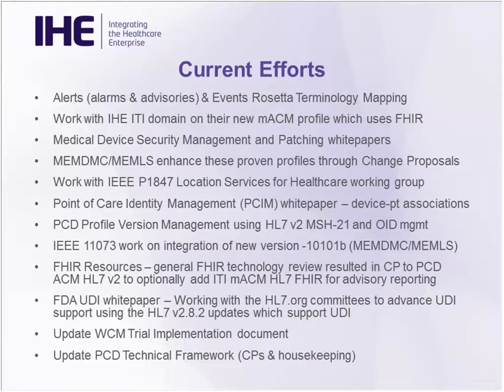One of the things that we did last cycle was to start identifying version management within the profiles using the HL7 version 2 message header field 21 and ISO OIDs for the message identification. The PCD domain has been using OIDs for some time, but last cycle was the first time we actually versioned a profile using the OID information in the message header.